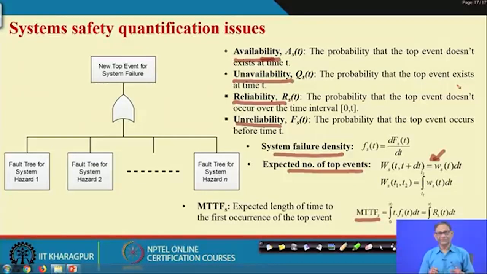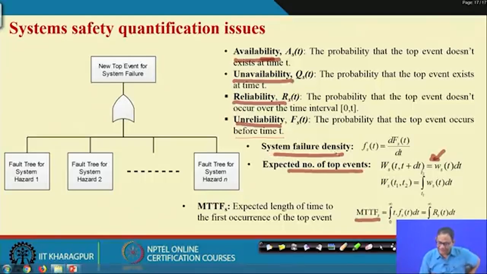Now, what is that top event? For a pressure tank system it can be the tank rupture, for some systems it can be fire, and for some it may simply be the breakdown of machines. It all depends on which top events you are interested in. Then what is reliability? Reliability is the probability that the top event does not occur over the time interval 0 to t. And unreliability is the probability that the top event occurs before time t. I am not stressing this more today, because these are definitions we have already discussed while discussing the quantification of basic events.